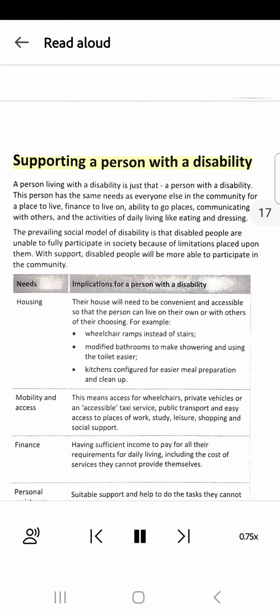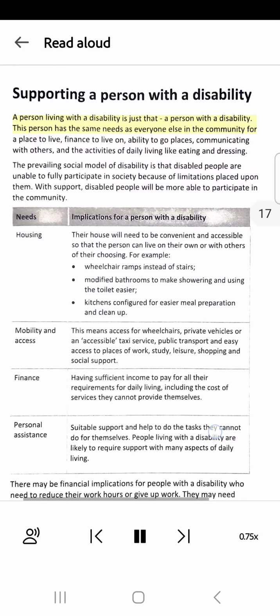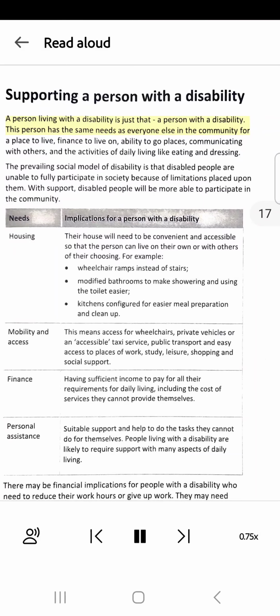Supporting a person with a disability. A person living with a disability is just that, a person with a disability. This person has the same needs as everyone else in the community: for a place to live, finance to live on, ability to go places, communicating with others, and the activities of daily living like eating and dressing. The prevailing social model of disability is that disabled people are unable to fully participate in society because of limitations placed upon them. With support, disabled people will be more able to participate in the community.